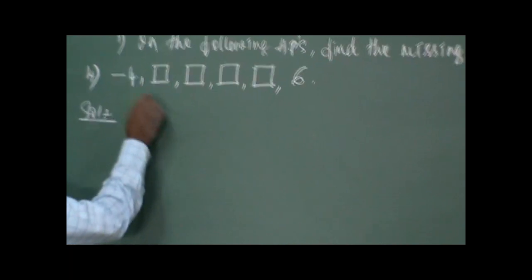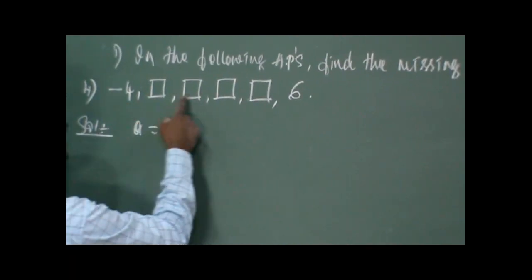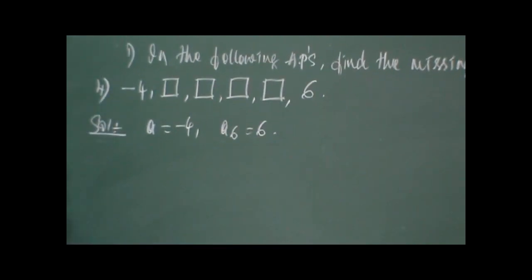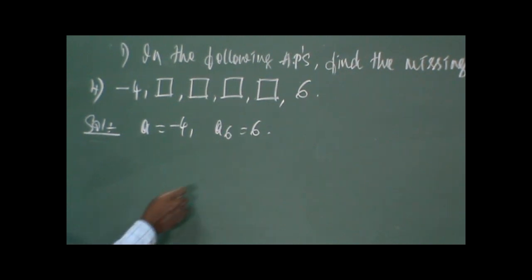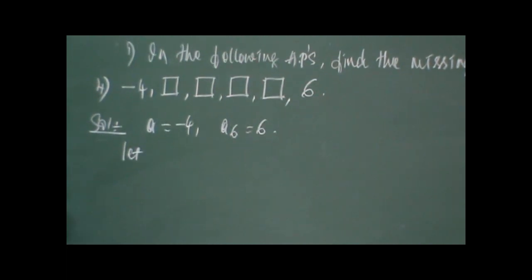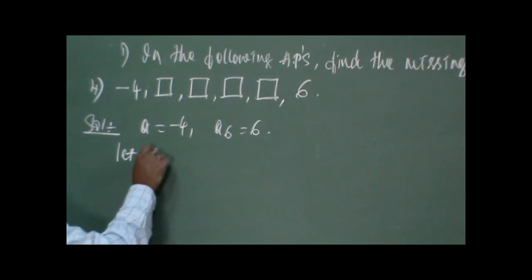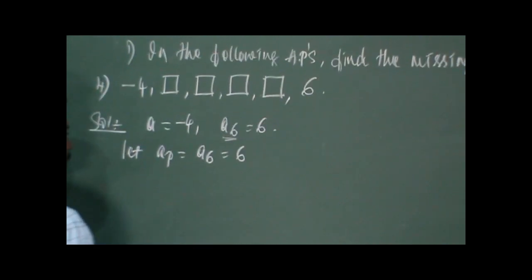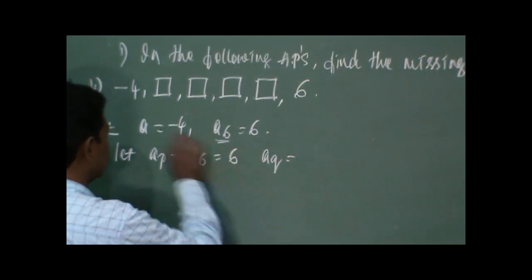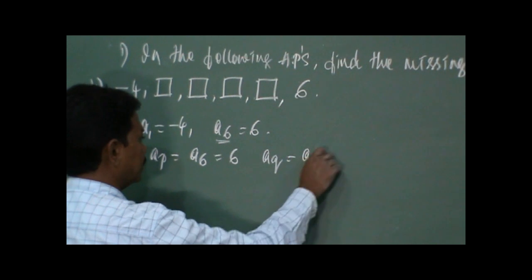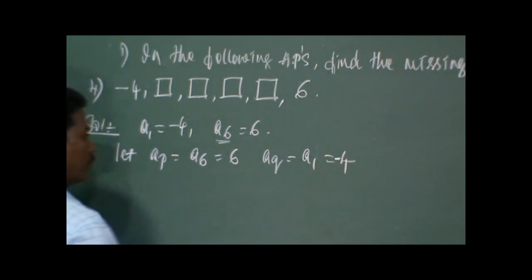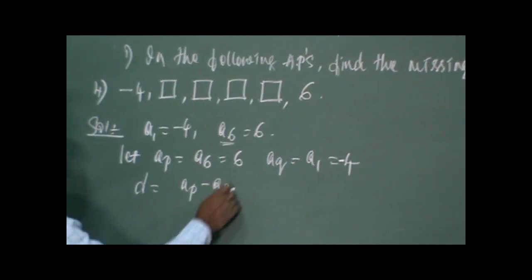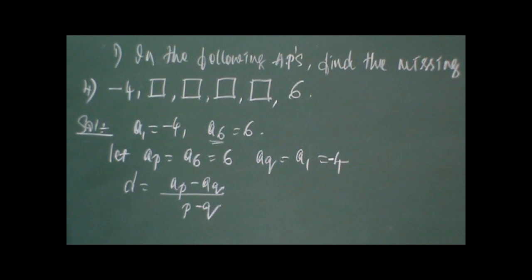So A is equal to minus 4, 1, 2, 3, 4, 5, 6. Sixth term is 6. Right, now, in order to find out D, let us use the formula. So let AP is equal to A6 is equal to 6, it is the bigger term. So AQ is equal to A1 is equal to minus 4. Okay, D is equal to AP minus AQ by P minus Q is the very simple formula.